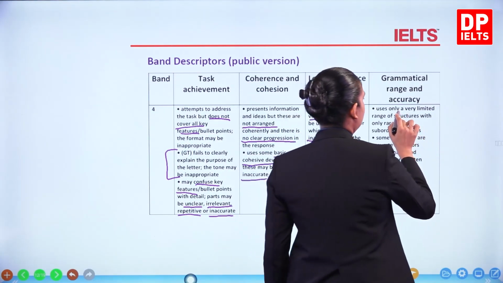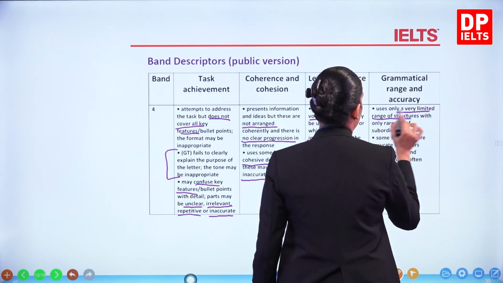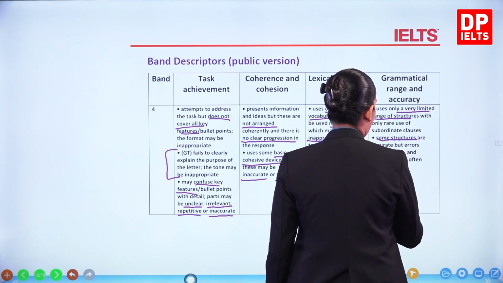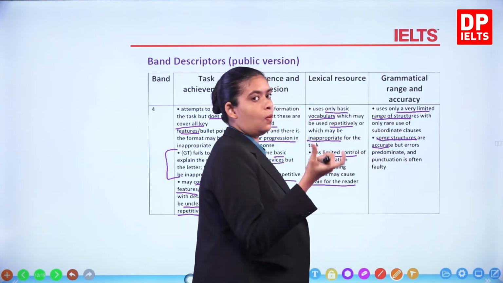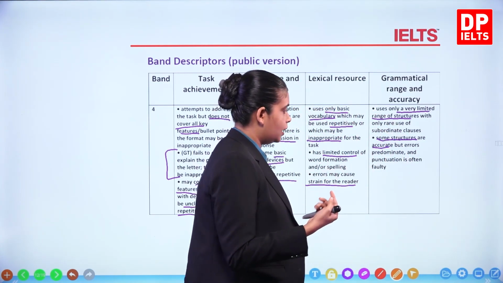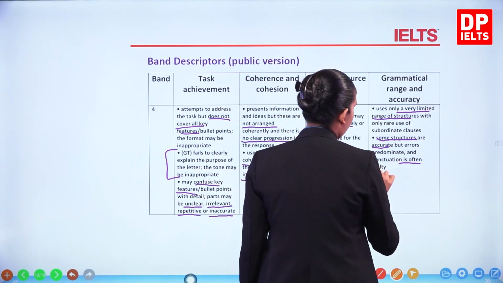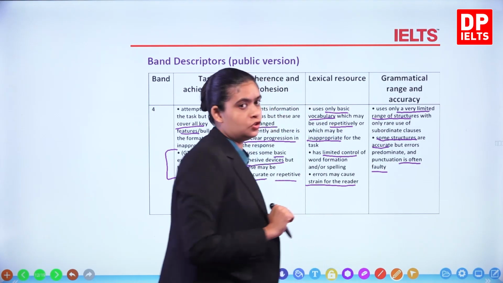Grammar, again, you use very limited features, okay? Some structures are accurate, but the errors are quite predominant, meaning it's quite prominent, okay? And often faulty in terms of punctuation also.